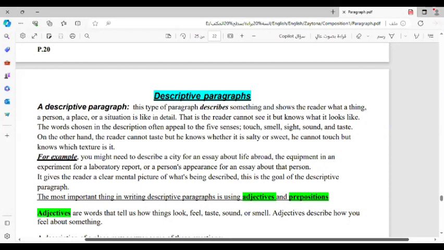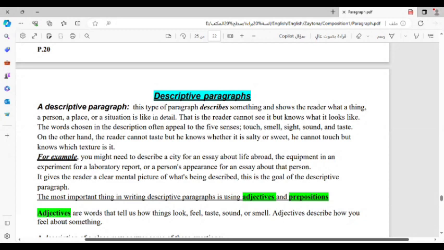Maybe you will describe your favorite place. Maybe you will describe your favorite food, okay? Or you will describe some situation that you had before. It just describes something, somebody, someplace, so that the reader cannot see it, but knows what it looks like, because the reader cannot see that situation that you were in.